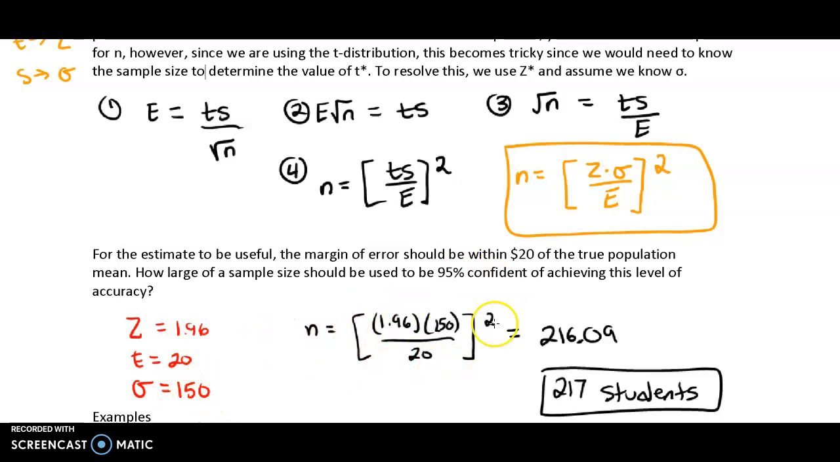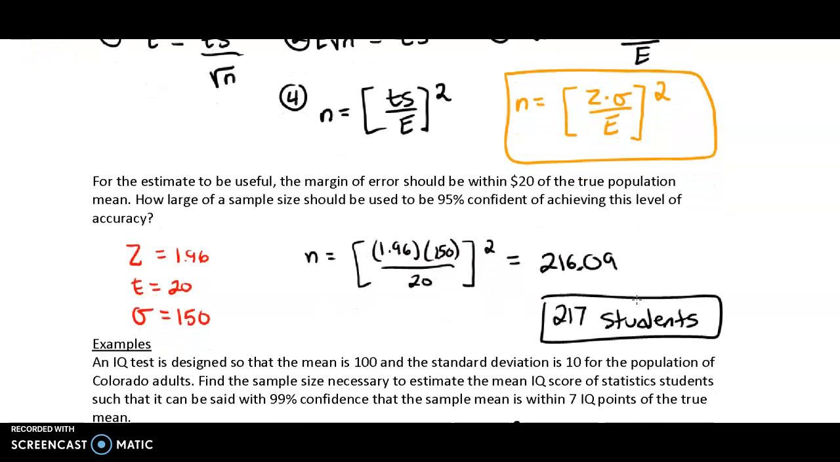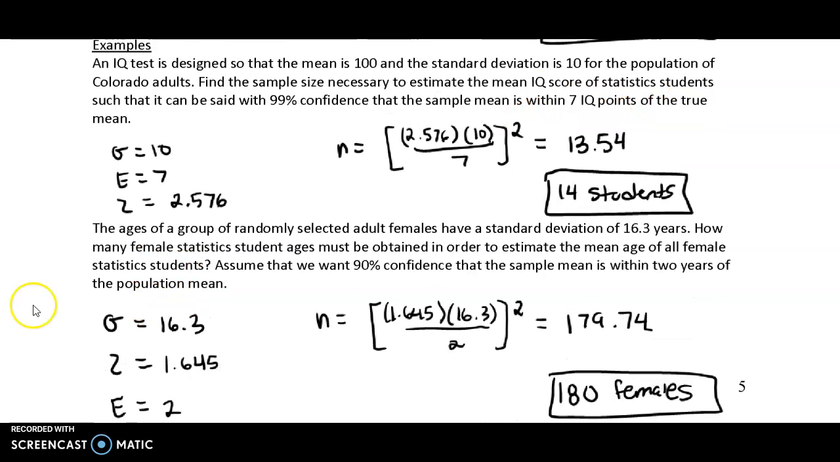When I do these calculations, I get a sample size of 216.09, and larger samples have less variability, so again, we want a smaller margin of error. So I'm going to round up. I would need 217 students in order to accomplish this goal. All right, so what I want you to do now is pause the video and try out the next two example problems. We will come back together and review those and clarify any underlying questions.